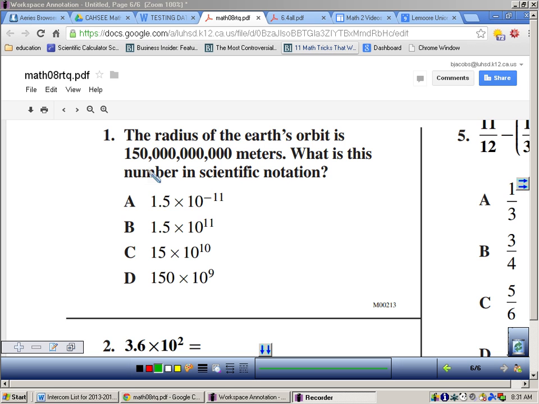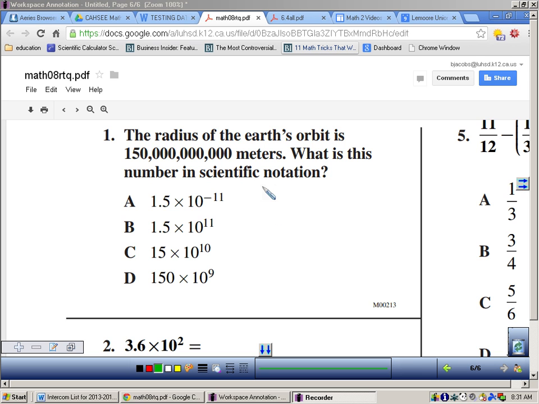So 150 billion is a large number. How would we describe that in scientific notation? Well, it takes a large number and truncates it, makes it smaller, concise, compact. So let's do that. Let's take this number and shrink it down.